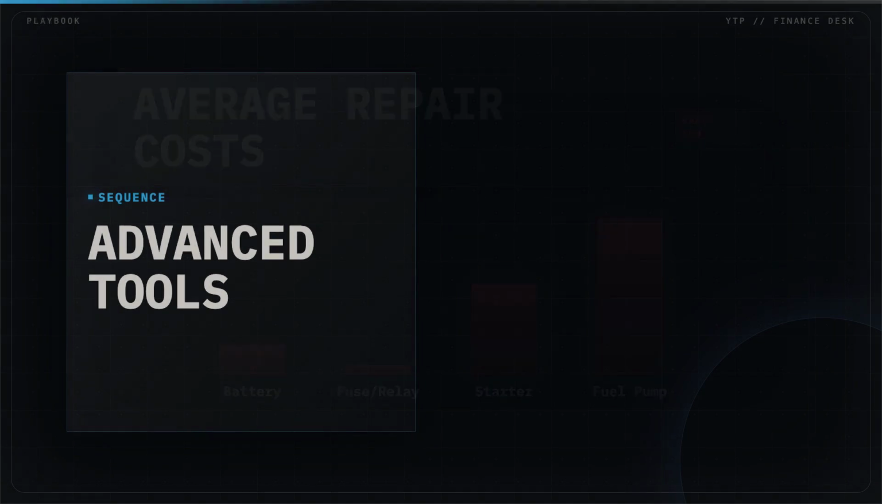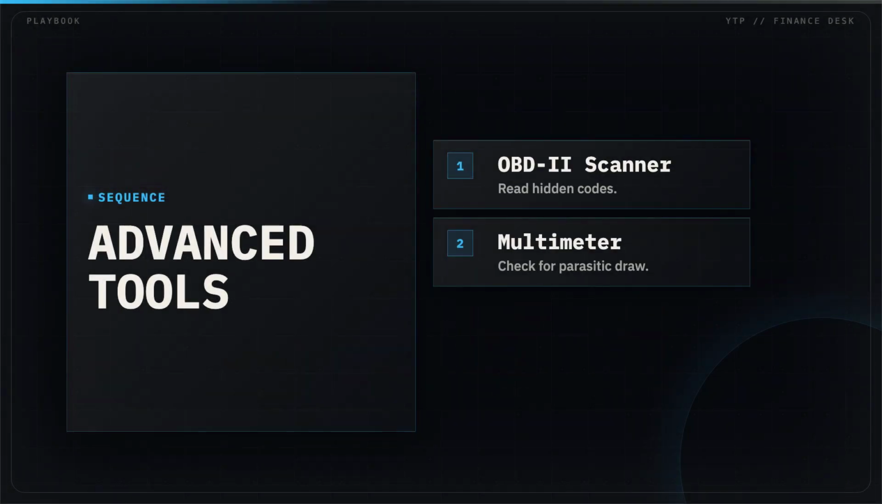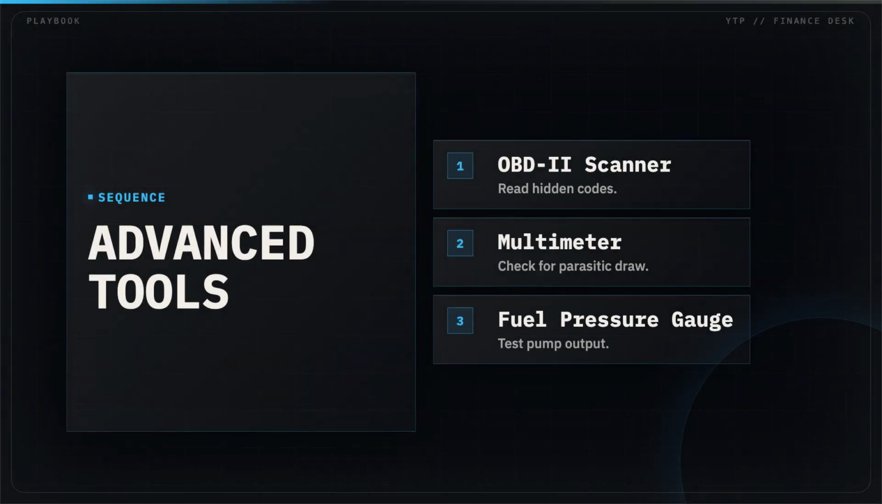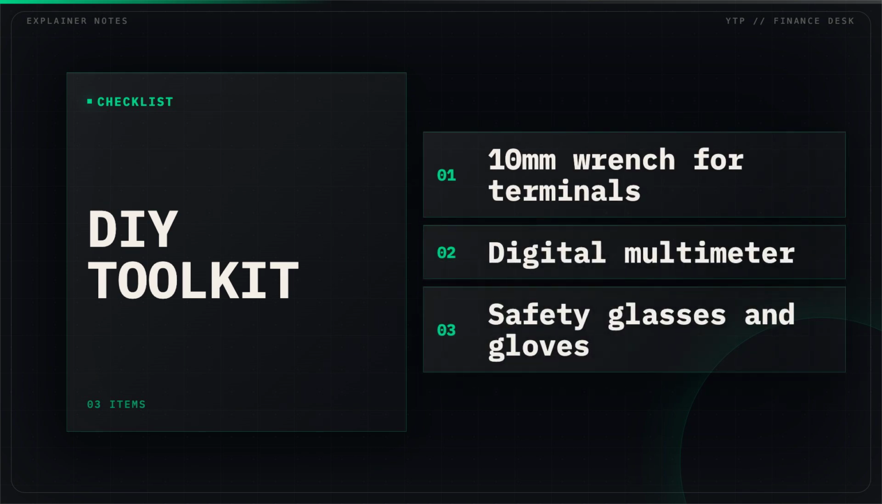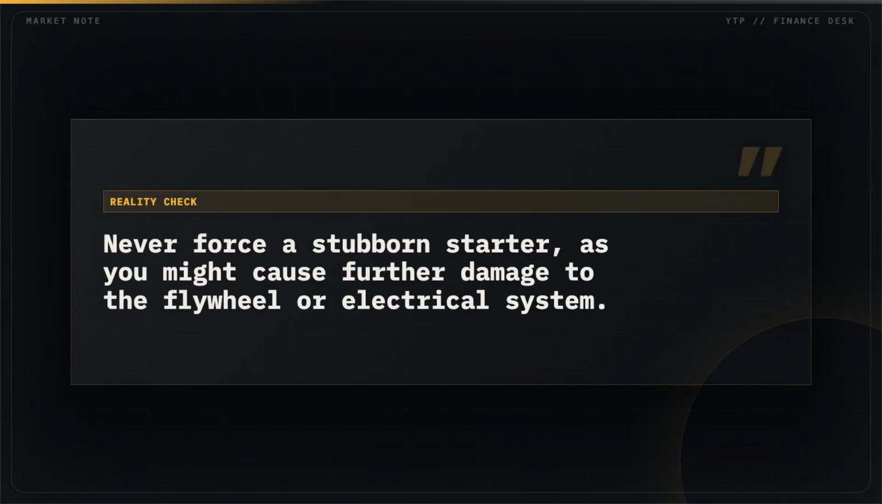If you are ready to go deeper, use an OBD-II scanner to find hidden codes that point exactly to the failed component. Keep your basic toolkit ready and always wear safety gear whenever you are working around the battery or starter motor. Remember, never force a stubborn starter, as you could cause more expensive damage to the engine flywheel.